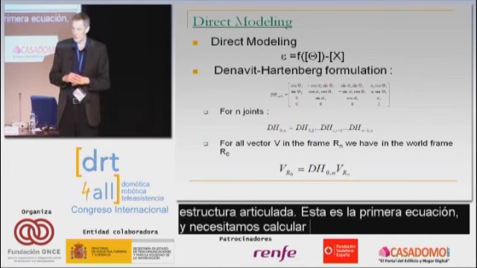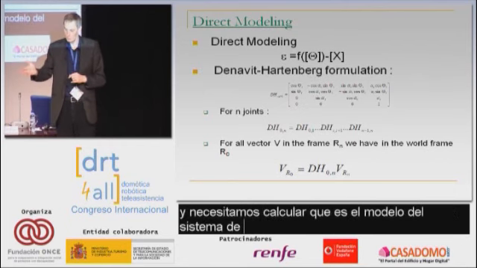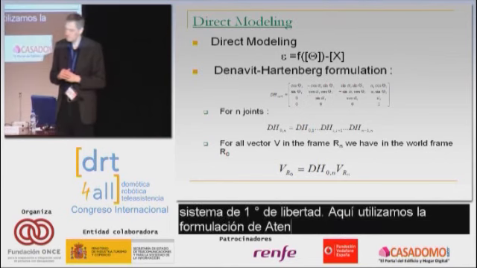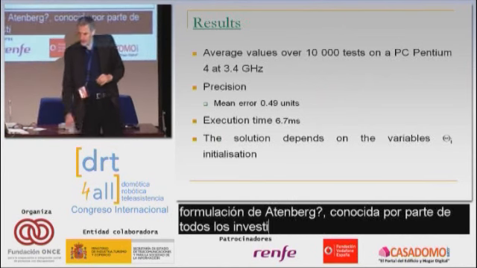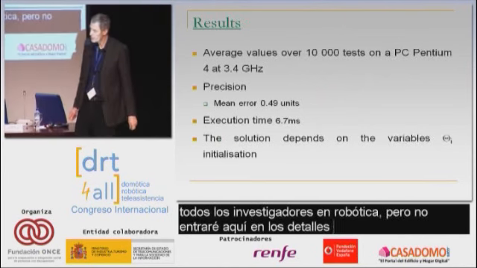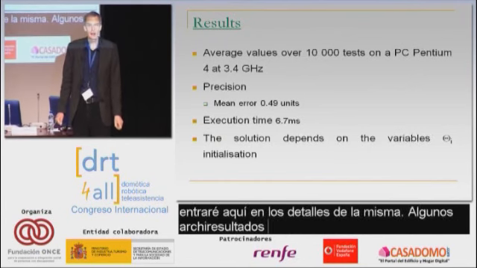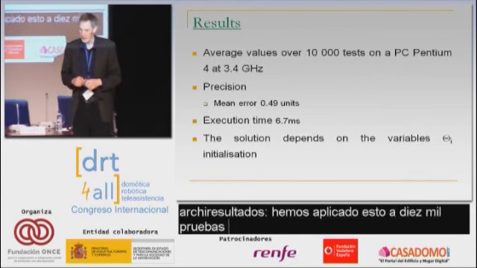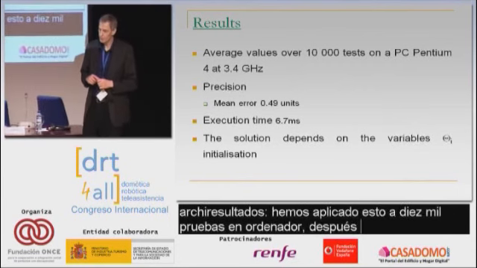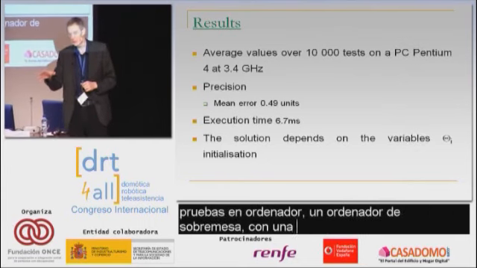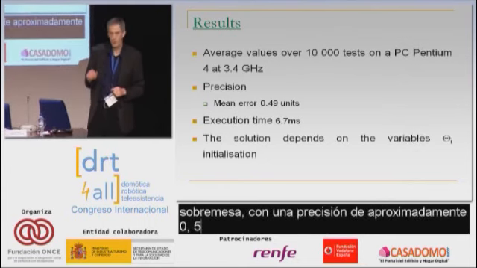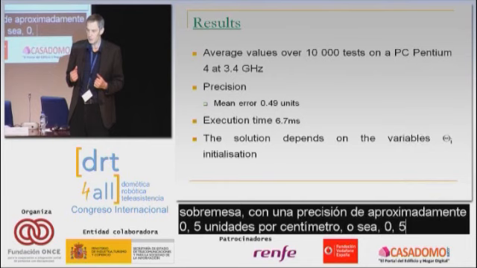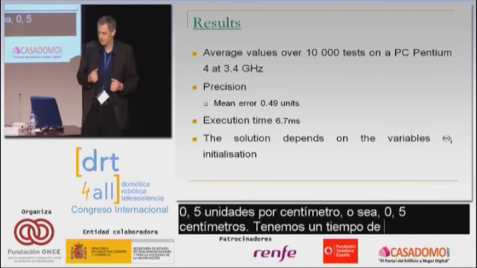Here we use the Denavit-Hartenberg formulation, well known from robotics researchers. I do not want to go into detail. Some results: we have applied this to 10,000 tests on a classical desktop PC, with a precision of about 0.5 unit, here centimeters, so 0.5 centimeter.